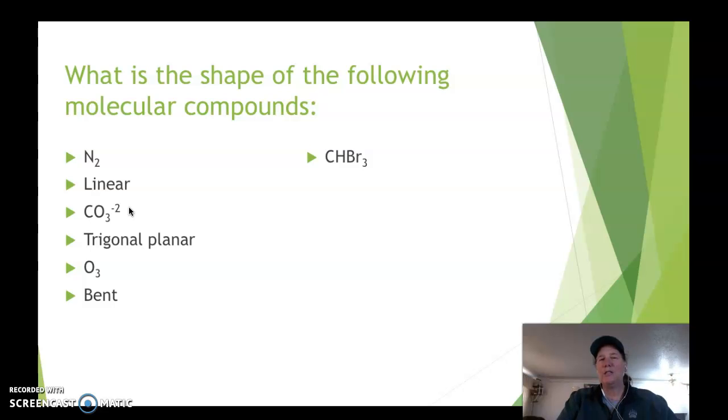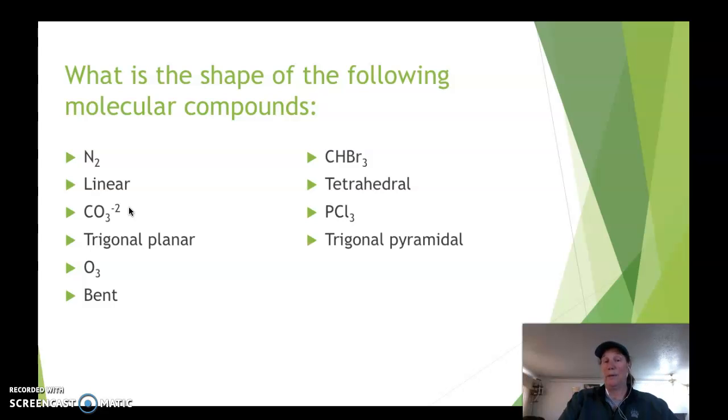Okay, CHBr3, you'll have carbon in the middle, and you'll have 1 hydrogen and then 3 bromine around it. So there's going to be 4 bonded to the central atom. That's tetrahedral. Okay, PClO3, again, because there's 3, you know it's either planar or pyramidal, trigonal planar, trigonal pyramidal. I'm going to look, and phosphorus has 5 valence electrons. So again, it's going to be pyramidal because it has a lone pair.